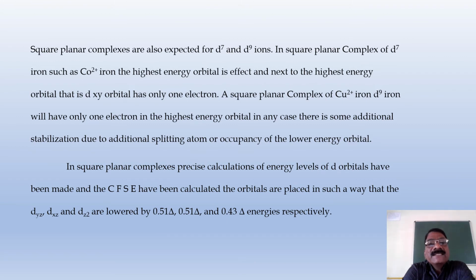Square planar complexes are also expected for d7 and d9 ions. In square planar complexes of d7 ions such as the Co2+ ion, the highest energy orbital is dx2-y2, and next to the highest energy orbital, that is the dxy orbital, has only one electron. A square planar complex of the Cu2+ ion, a d9 ion, will have only one electron in the highest energy orbital.